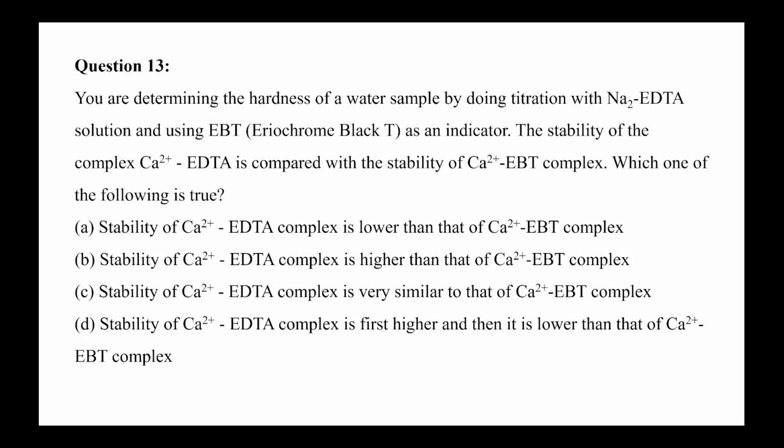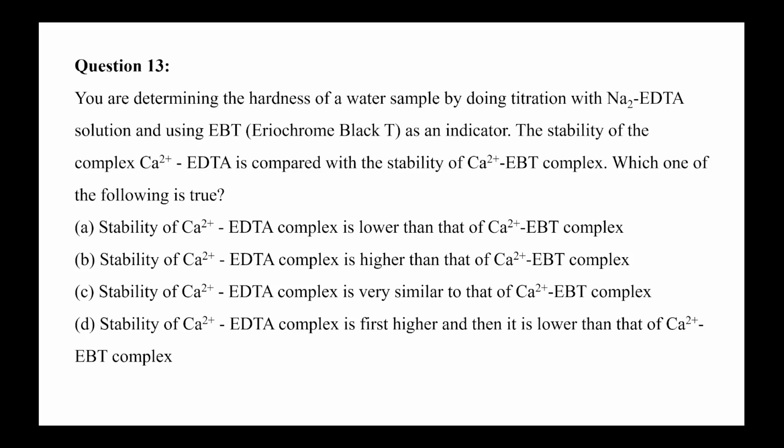So you are determining the hardness of a water sample by performing a titration using sodium EDTA and EBT. EBT, Eriochrome Black T, is the dye that acts as the indicator. And sodium EDTA is a metal chelator, so EDTA can chelate the metals from the solution.